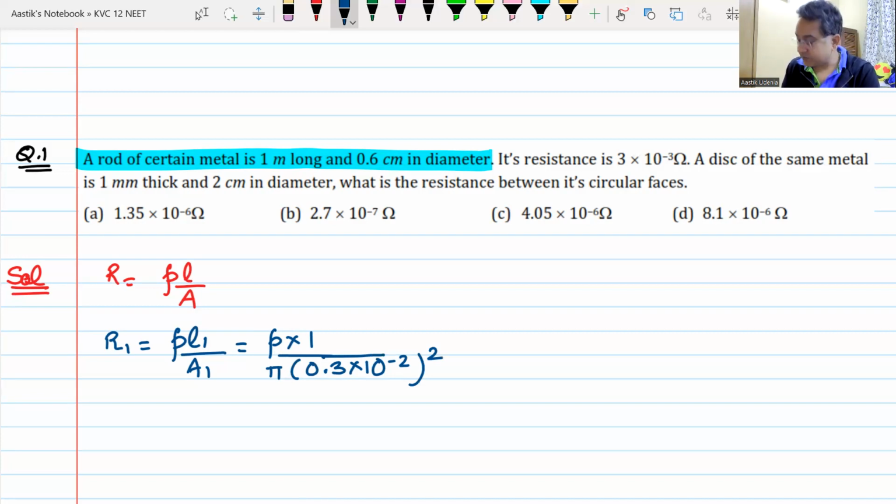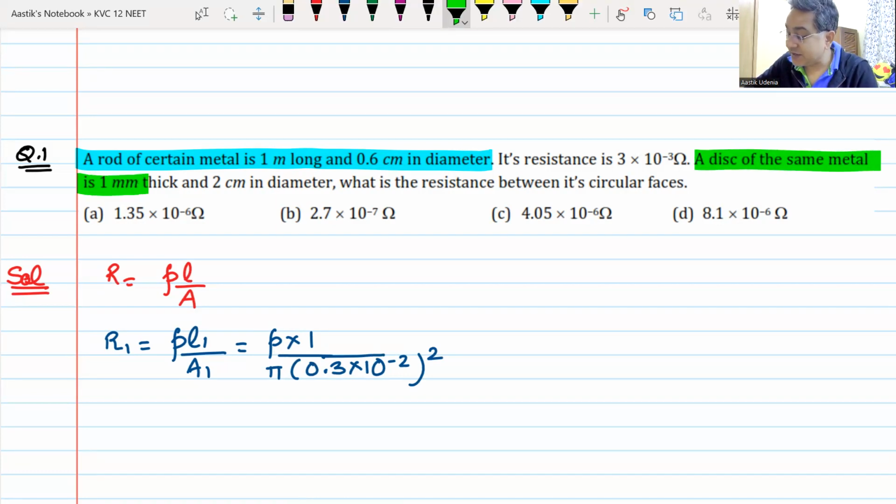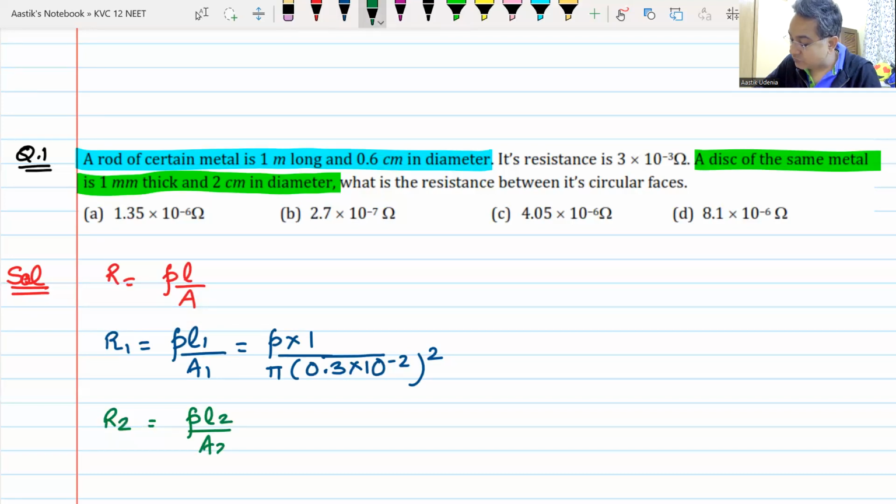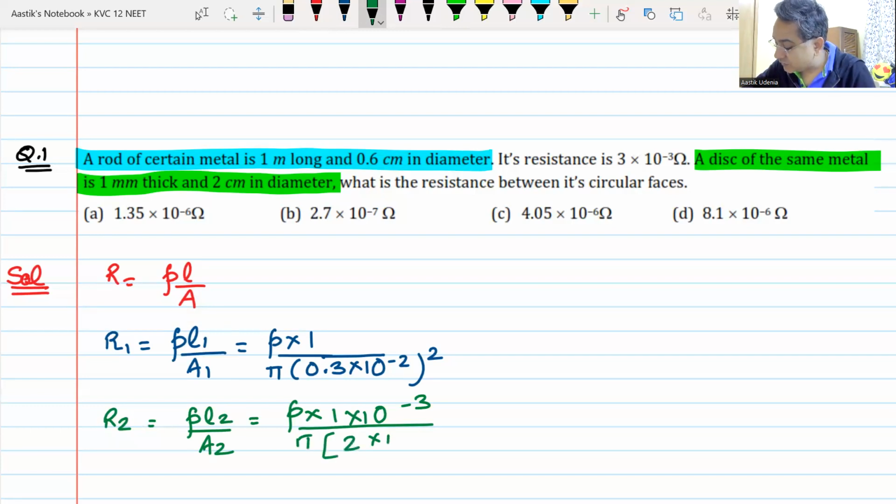Yes, sir. Okay, that is the value of R1. A disc of the same metal is 1 millimeter thick and 2 centimeter in diameter. Let me call that resistance R2. That R2 will be rho into L2 by A2. Rho is rho. Length is 1 millimeter, remember, so 1 into 10 raised to the power minus 3 meters. Do we understand this? Yes, sir. Divided by pi into 2 centimeters, so 2 into 10 raised to the power minus 2 square. That is how you have to be careful.